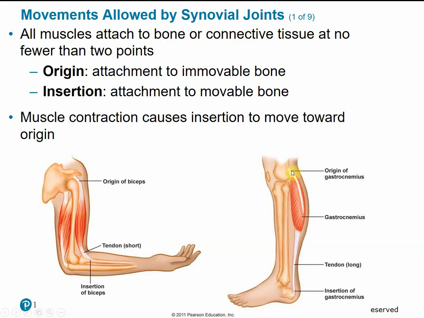Same thing in this example, the calf muscle, the gastrocnemius. It originates on the back of the femur and then inserts on the back of the heel bone. So when this muscle contracts, it's going to pull the heel this way and point the foot downward, and essentially decrease the angle between the heel bone and the back of the femur.